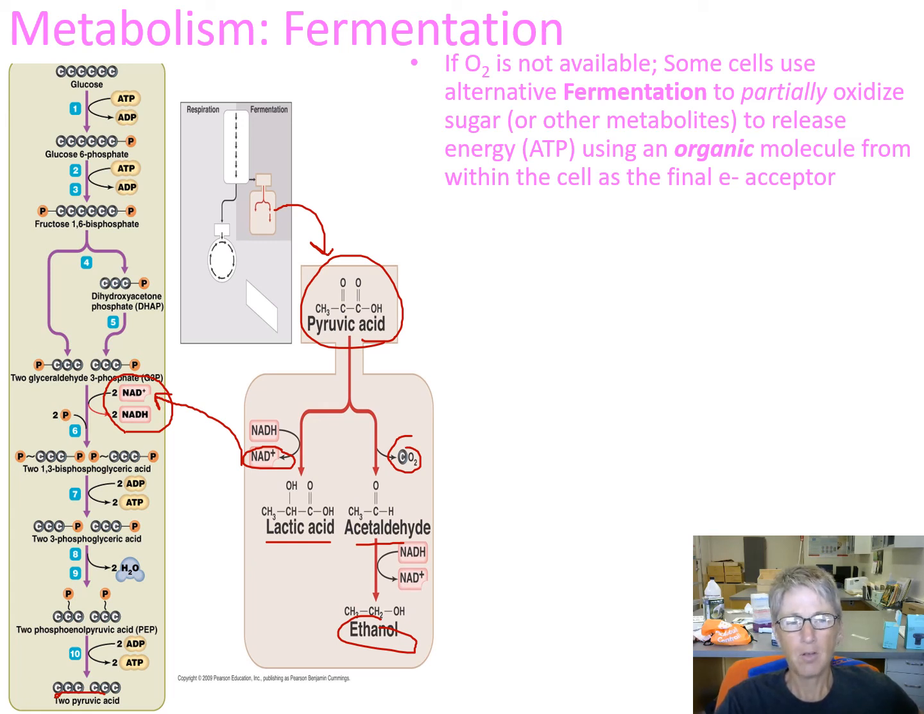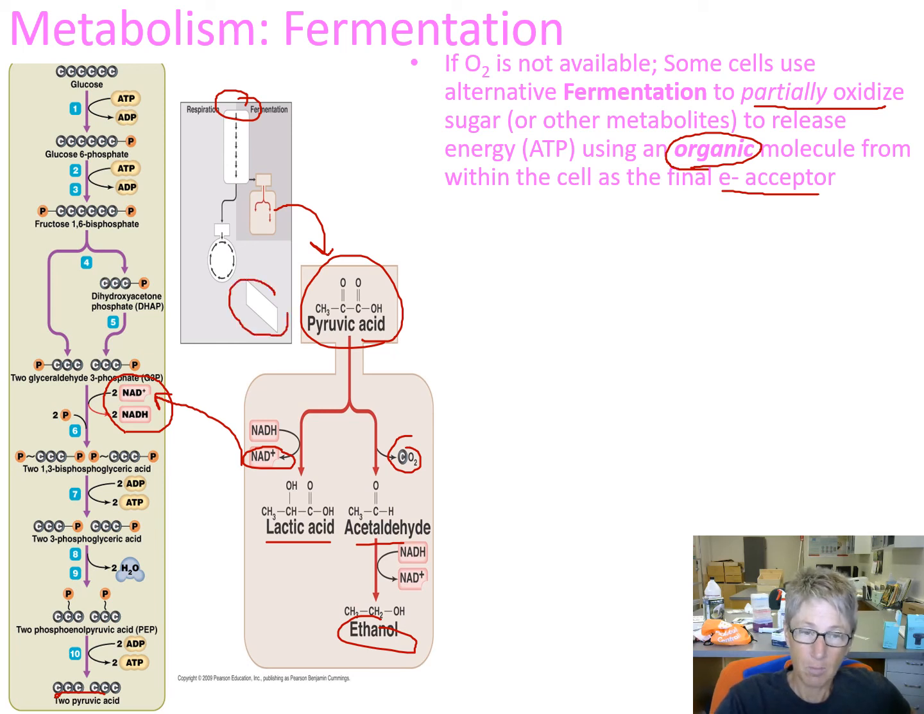And let's look at the bullet. If oxygen is not available, some cells use this fermentation. It says to partially oxidize sugar. So remember, the sugar they're talking about is glucose that came in here. So it gets partially oxidized or broken down to release energy. But in fermentation, you use an organic molecule from within the cell as a final electron acceptor. Remember, if oxygen is present, oxygen can be the final electron acceptor in the electron transport chain. But if you can't go to the electron transport chain, you can use an organic molecule to be the final electron acceptor.